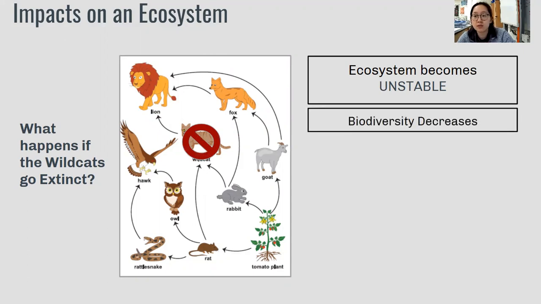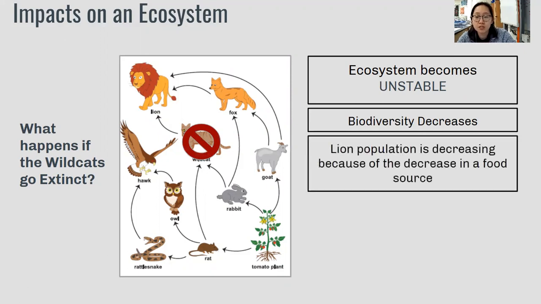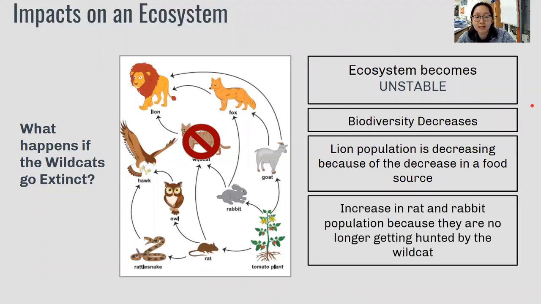Biodiversity will decrease because there's just one whole less species now. The lion population is going to decrease because they lost a whole source of food. And then the rats and the rabbits that the wildcats used to eat are no longer getting hunted, so those populations will increase.